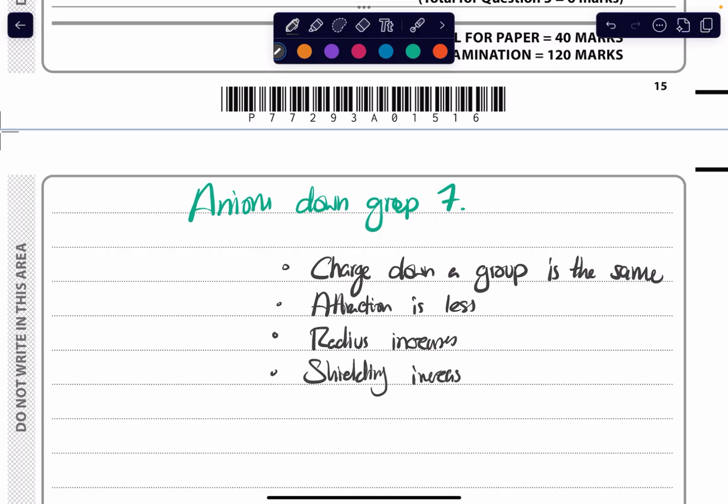Now, normally when I teach this in Unit 1, if it's going down a group, I start at shielding and go up. So shielding increases. If I'm adding more and more electron shells, the radius will increase. If the radius increases, what's happening to the attraction between the nucleus and that outermost electron? That is going to go down because it's becoming further and further away. So attraction goes down. And charge going down a group is all going to be the same for ions. They're all going to be 1 minus.